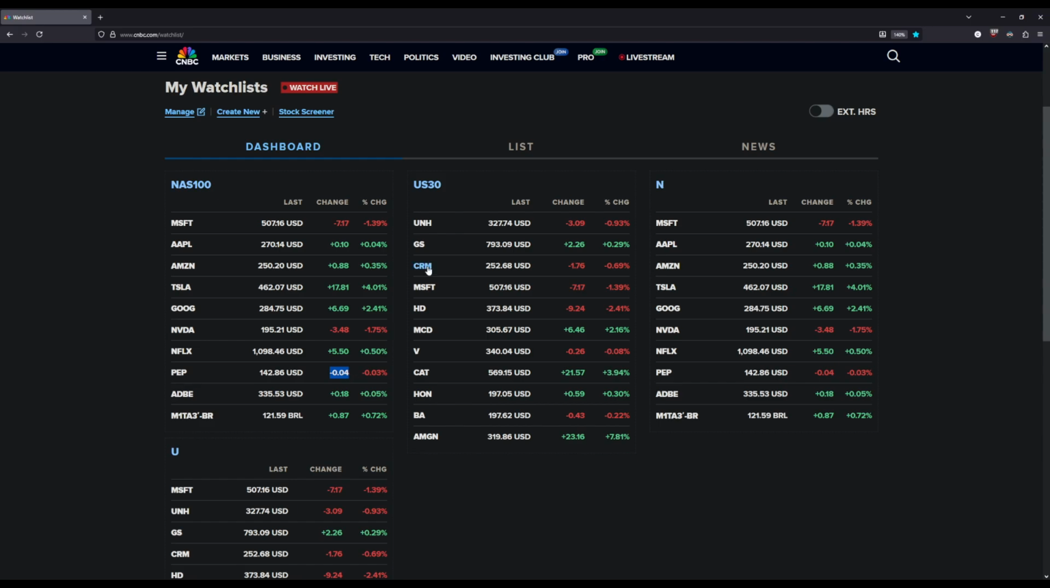Also on the US30, it's good to look at United Healthcare, Goldman Sachs, and CRM. They seem to have a lot of influence on the market. That's why I clumped them together here at the top.